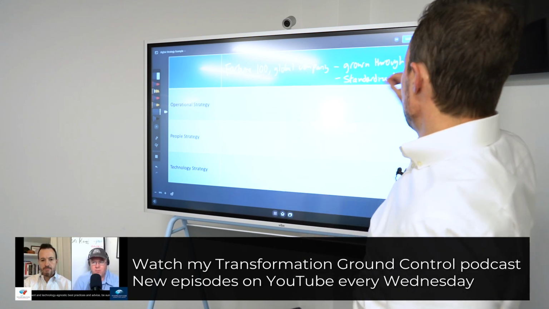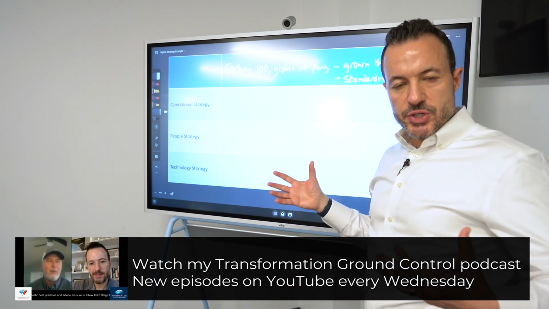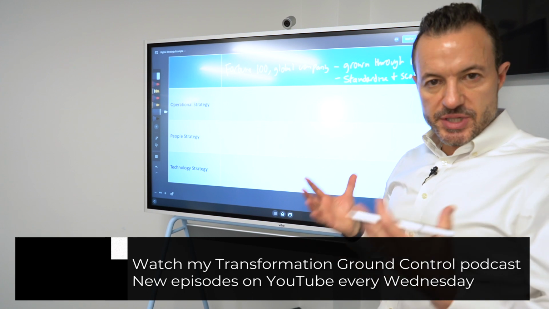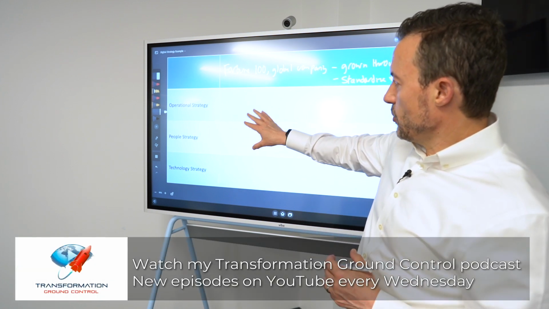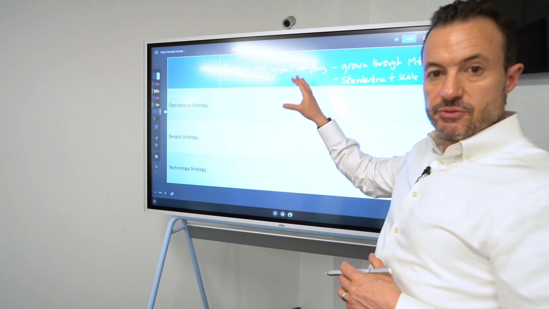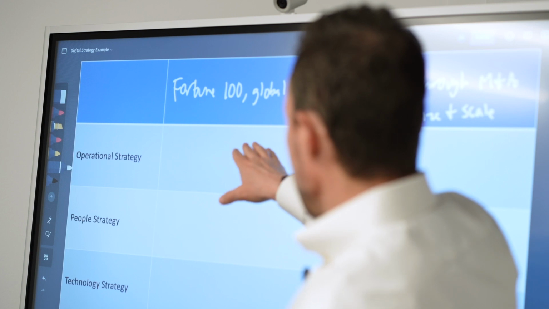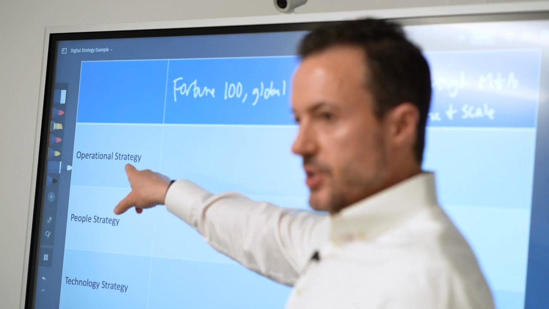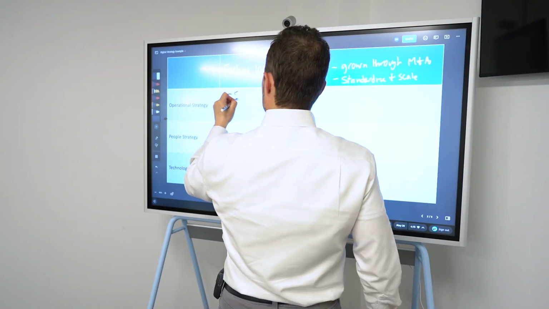Fortune 100 global, they've grown through acquisition, and now they're trying to take all these disparate operations and standardize their operations and scale. Well, the types of strategic considerations we're going to look at for this scenario are going to look a lot different than some other scenarios in the marketplace. So in this case, the operational strategy or the business process strategy is going to be very much focused on standard business processes.